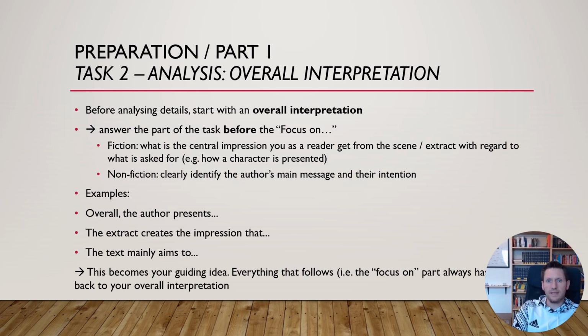So in fictional texts, think about the impression the reader gets of a character, a relationship, or a situation, whatever the task asks you to look at. In non-fiction texts, it's usually the same. Identify the author's main message and communicative intention. Yeah. So you might begin with sentences like, "Overall, the author presents," "The extract creates the impression that," or "The text mainly aims to" this or that.